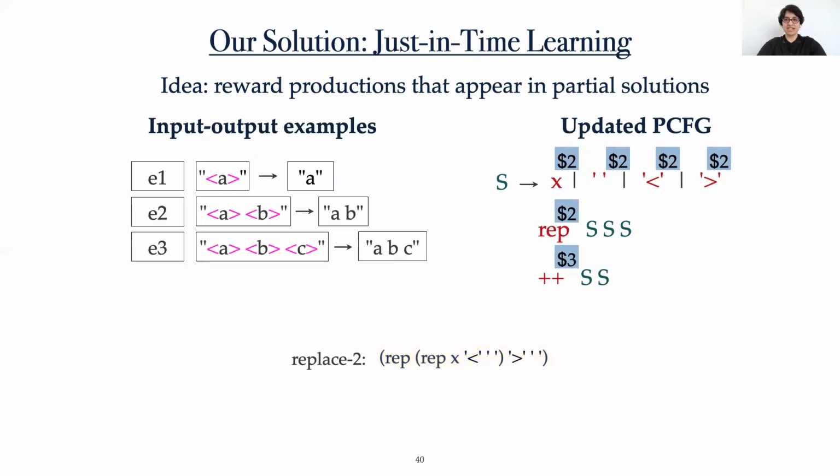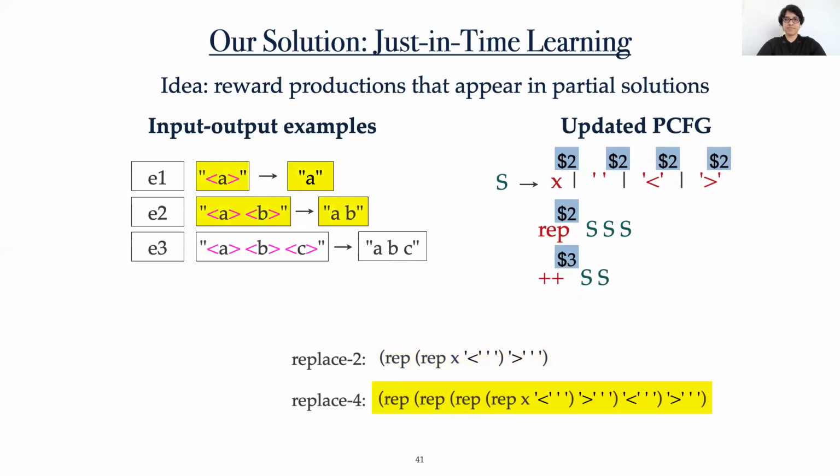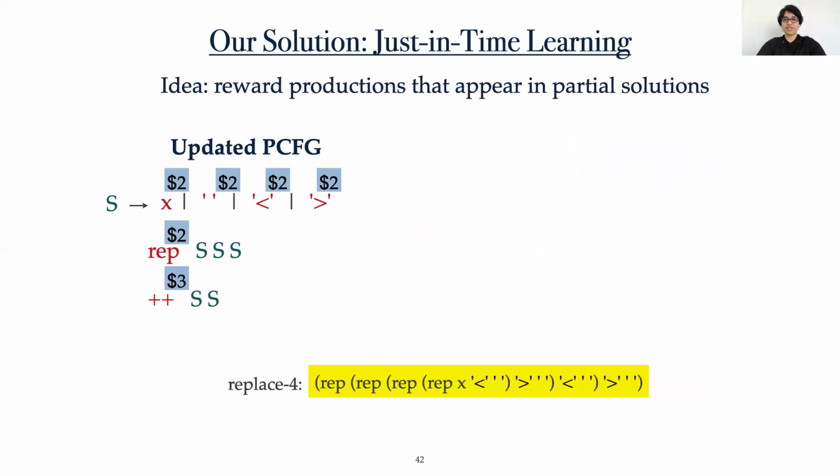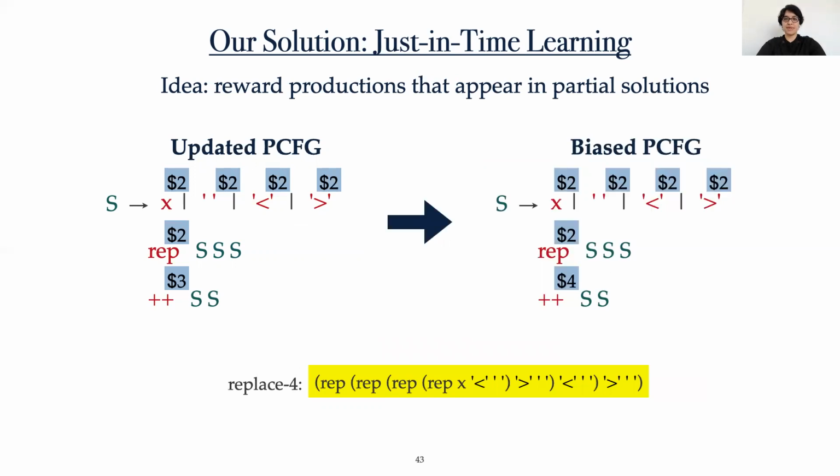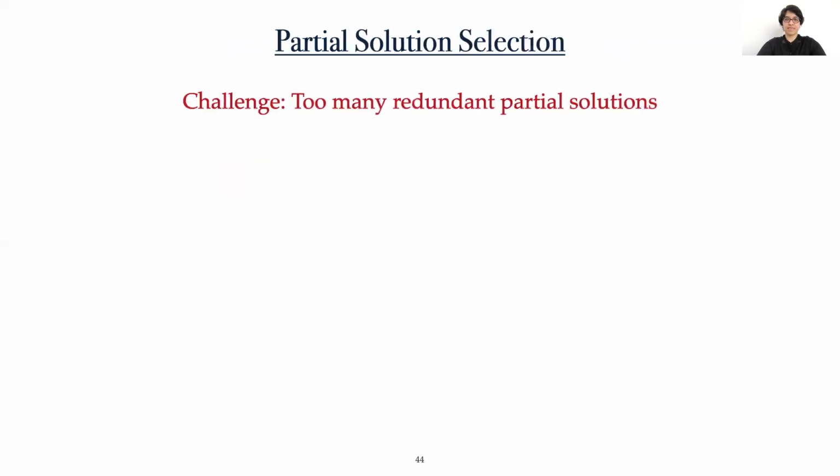With this new PCFG at hand, the synthesizer begins searching and soon encounters another partial solution that satisfies examples E1 and E2 since it removes 4 angle brackets. Since this program uses the same productions as replace 2 and satisfies even more examples, updating the PCFG increases the relative cost of concat even more. In fact, we have arrived at the same biased PCFG we saw before, using which Probe finds the solution in only 5 seconds.